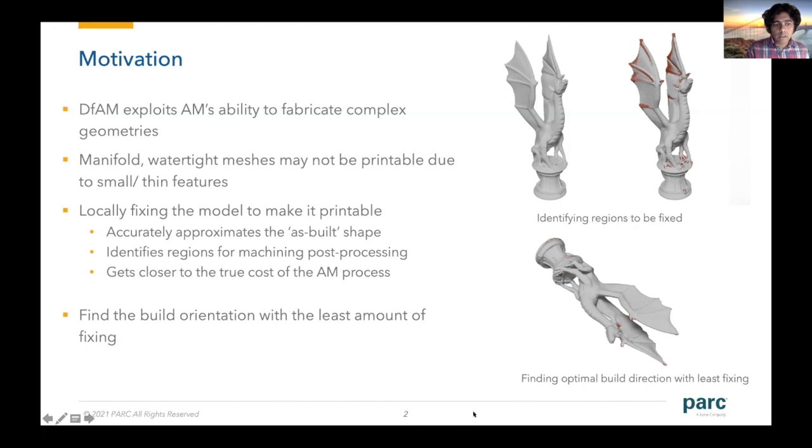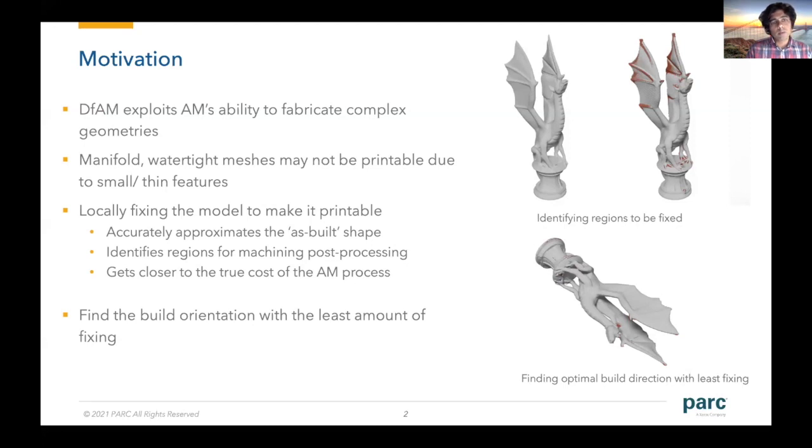And there are several reasons to do that, because you want to be able to accurately approximate the as-built shape of the part. That gives you a good understanding of how the part is expected to perform in practice, as well as an accurate approximation of the cost. And fixing the model to make it printable also identifies regions where you need to do machining and post-processing, and how much work needs to be done to make the part completely processed and fabricated.